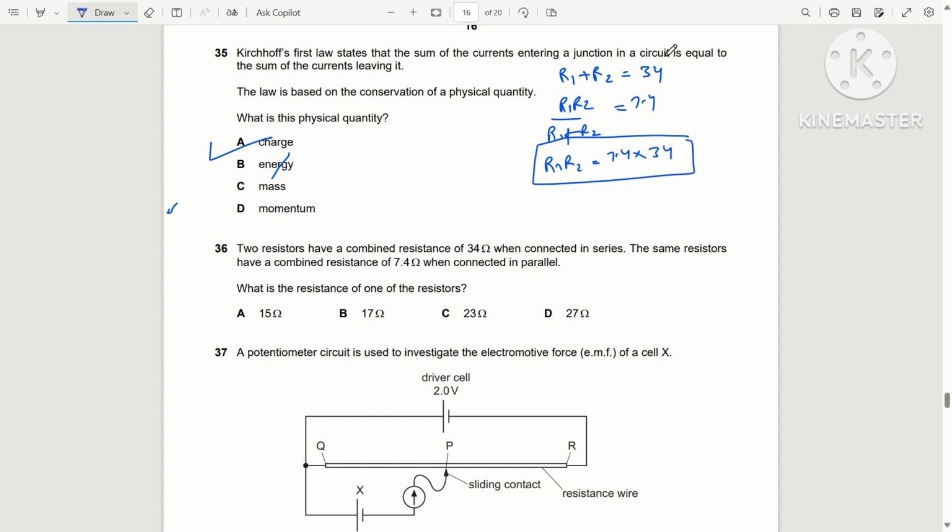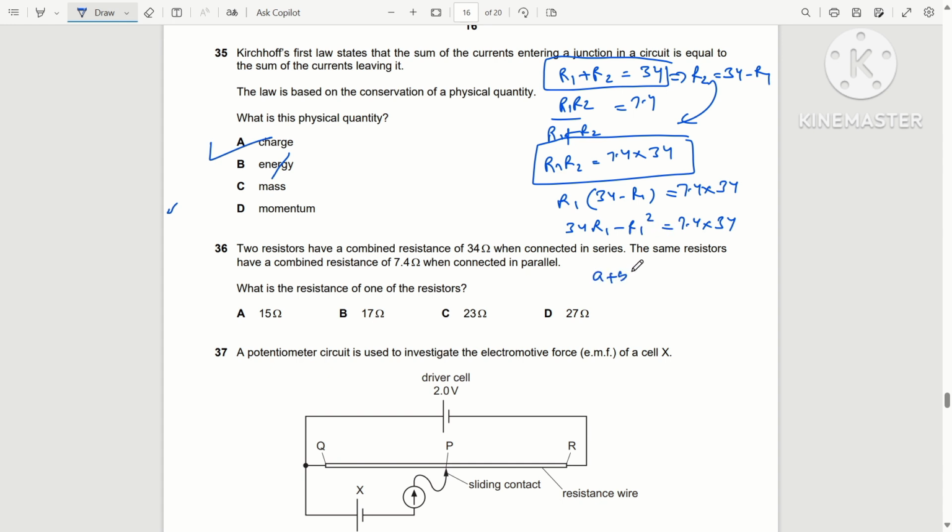Now we have these two equations. One of the ways you can find the value of R2 is R2 is equal to 34 minus R1, then substitute in this equation. So it will become R1 into 34 minus R1 is equal to 7.4 into 34. A quadratic will be formed, like 34 R1 minus R1 square is equal to 7.4 into 34, and you can solve that quadratic. Another method is you can use this identity.